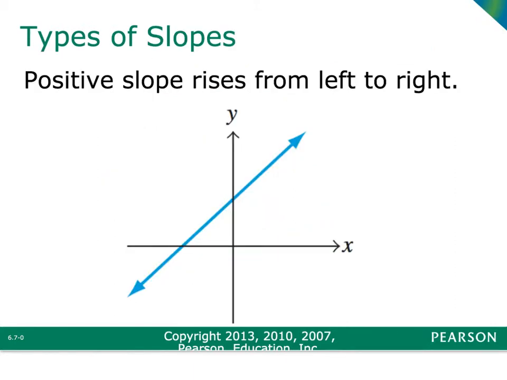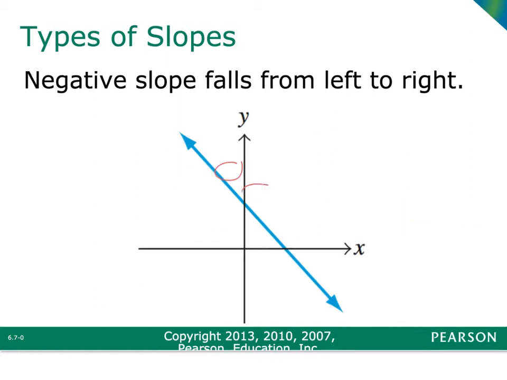There's going to be 4 different kinds of slope that you can have. The first type of slope you can get is positive slope. I always tell people pretend they're riding a scooter on their line from left to right. If the line appears to be increasing from left to right, then the slope will end up being some type of positive number.